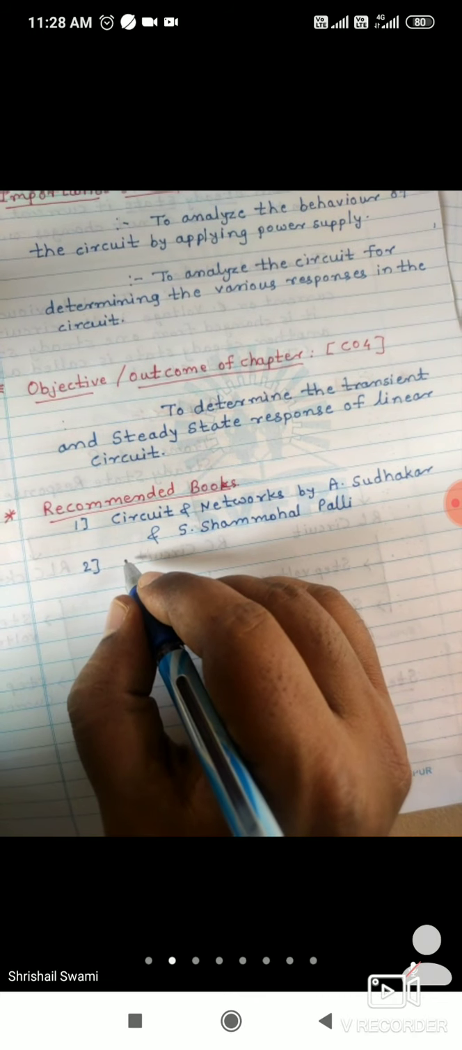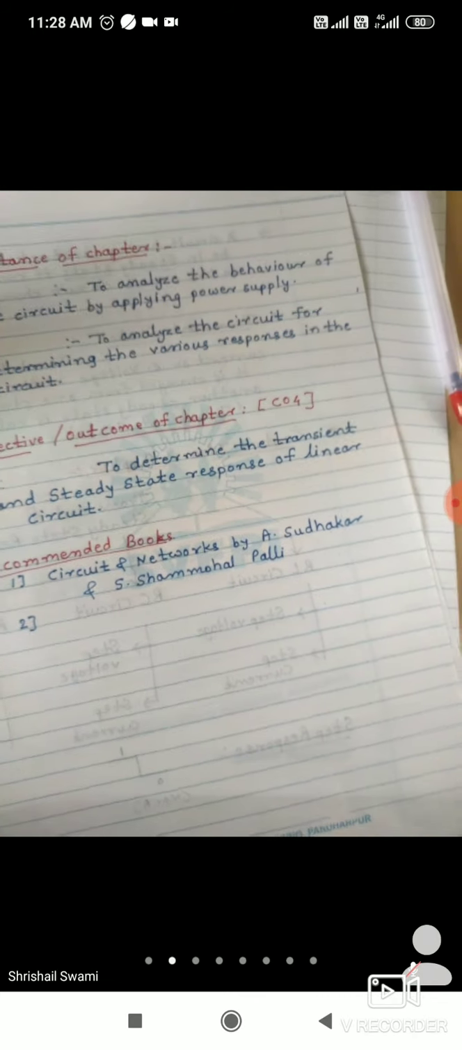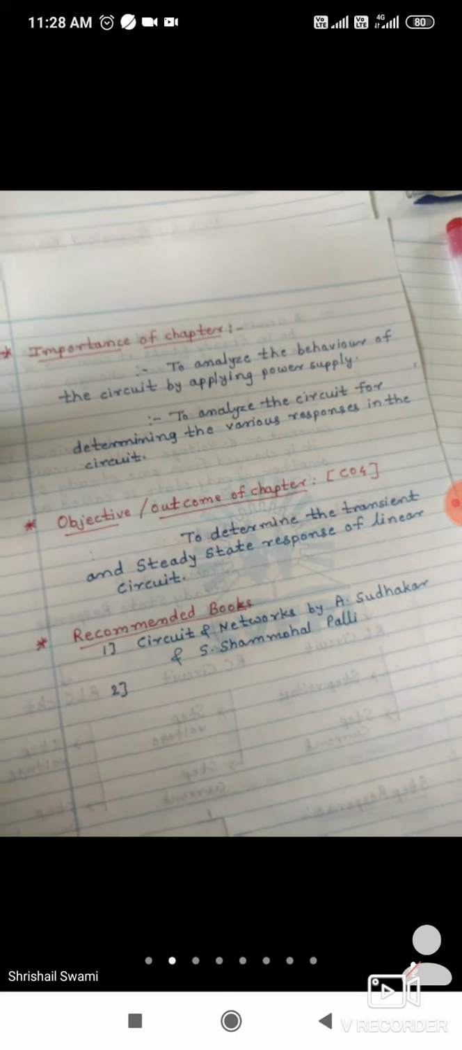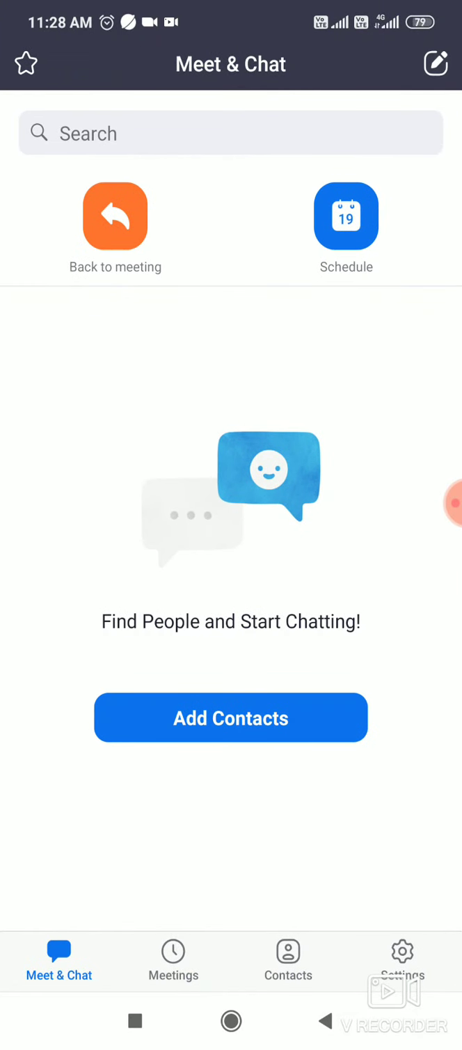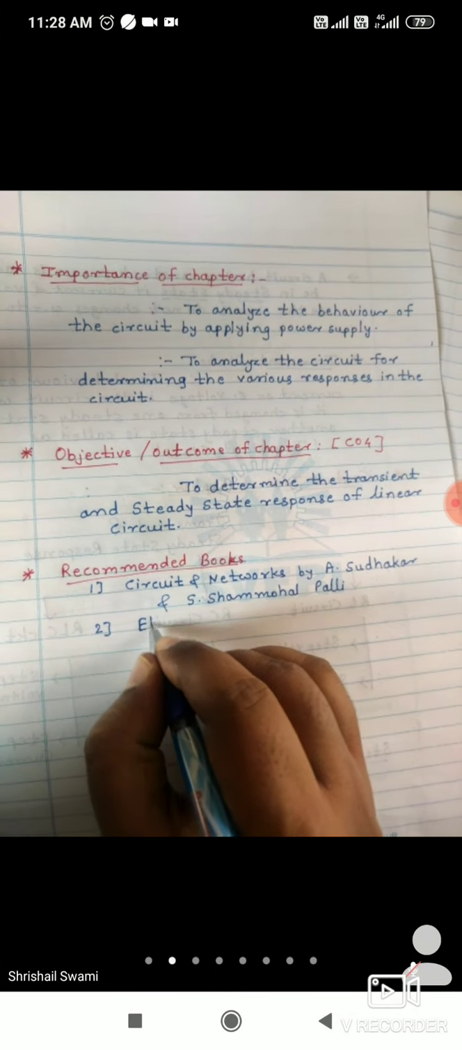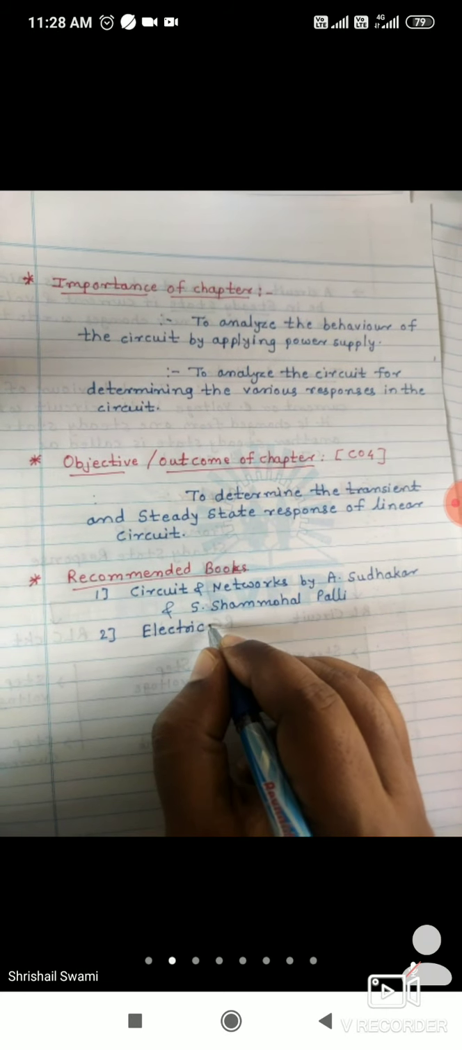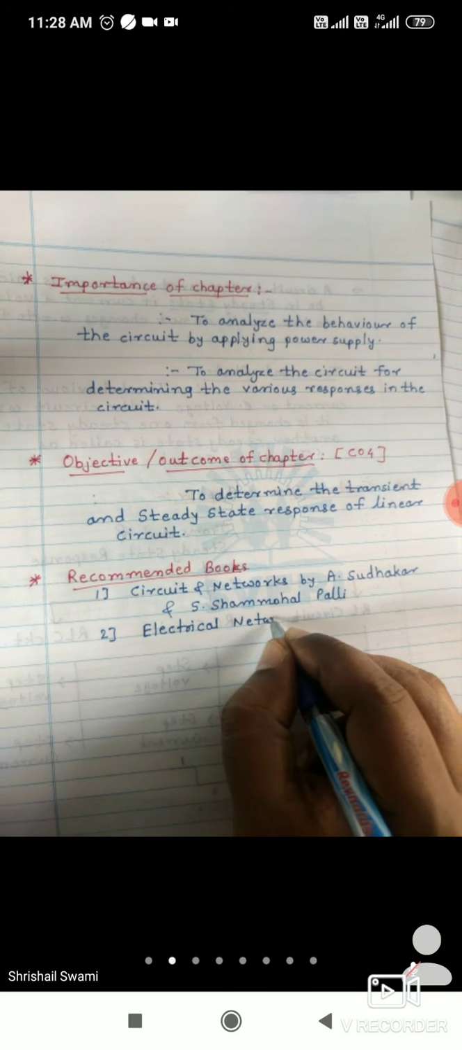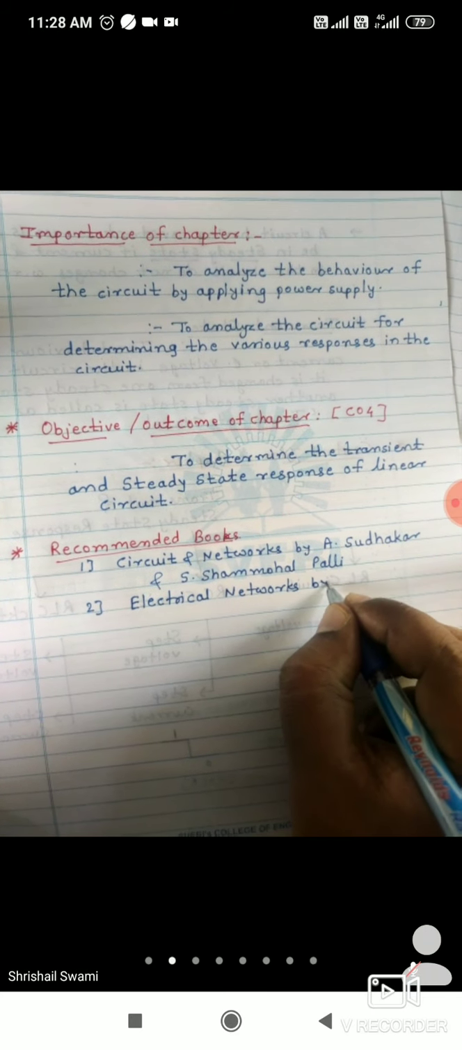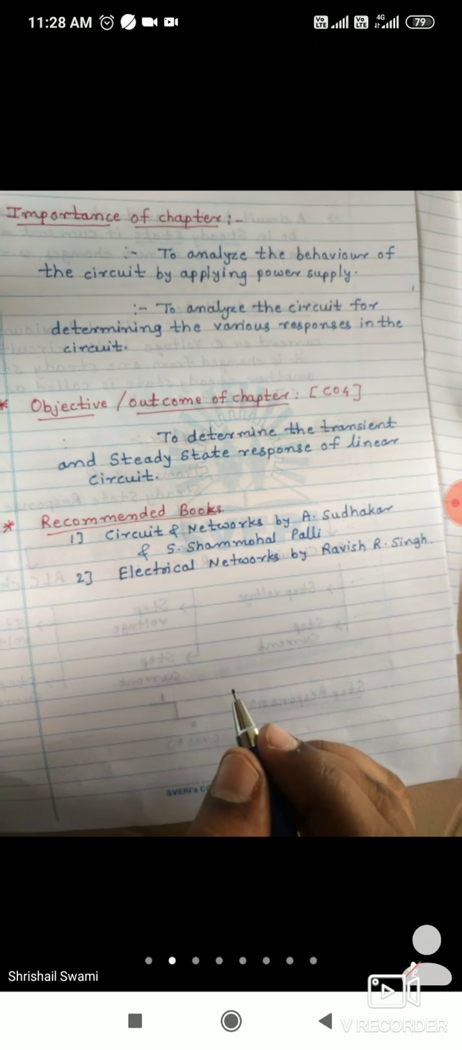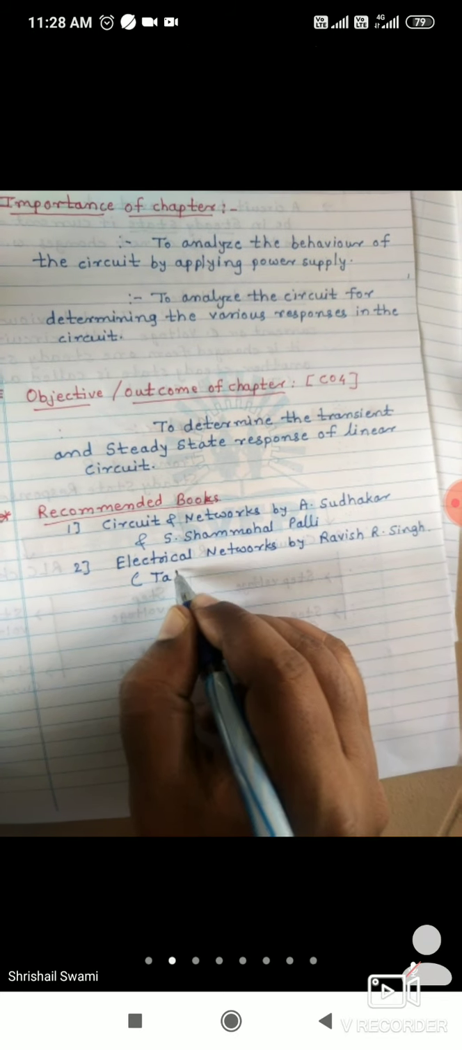And the second book is also good. Wait a minute. The second book is Electrical Networks by Ravish R. Singh. It is of Tata McGraw Hill publication.